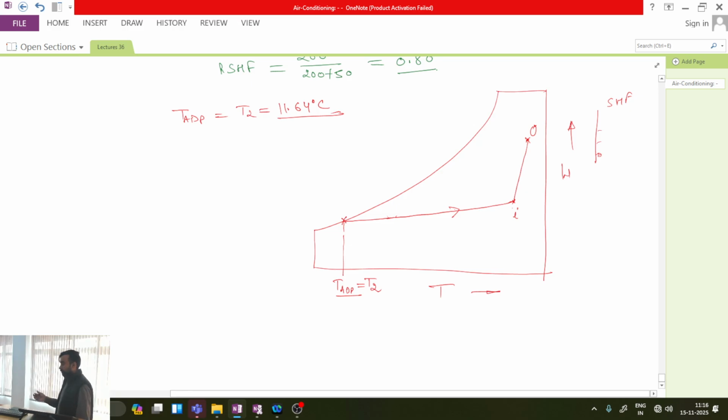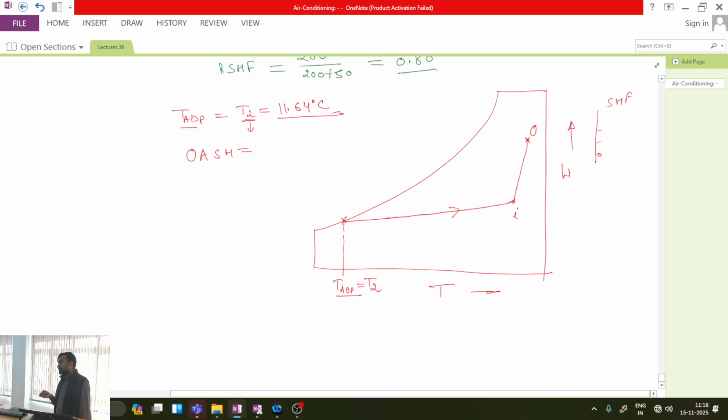If I know the value of the grand sensible heat factor, that also I can pass through ADP and I can obtain the state 1. Okay, but I have a certain additional parameter which I can calculate now in order to determine the grand sensible heat factor. What is that parameter? Because TADP equal to T2, it means that the supply state temperature is known to me. If I know the supply state temperature, can I calculate the outside air sensible heat load?